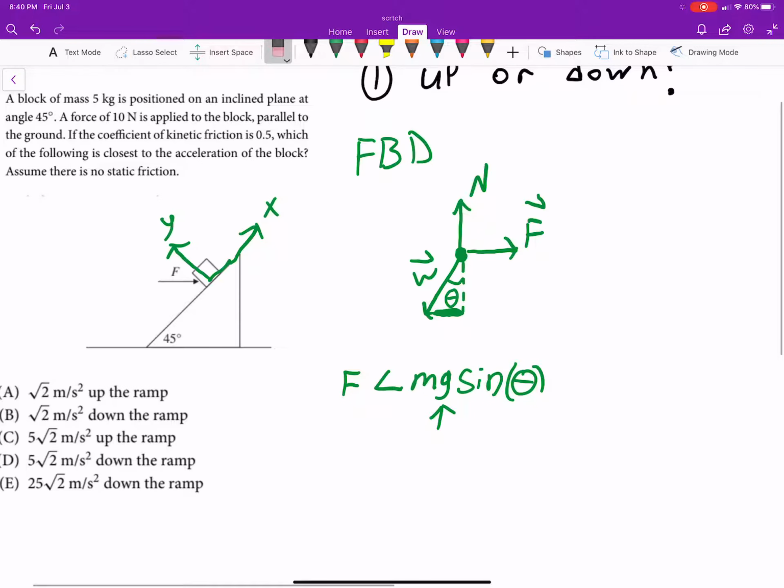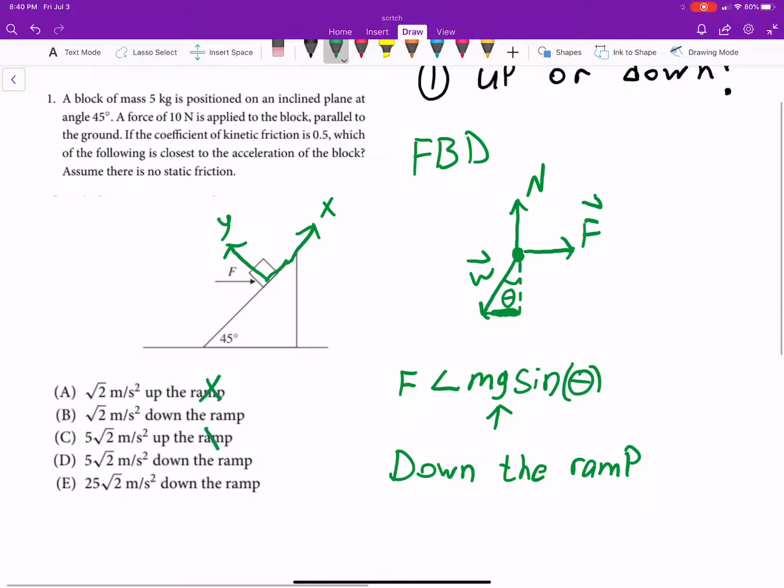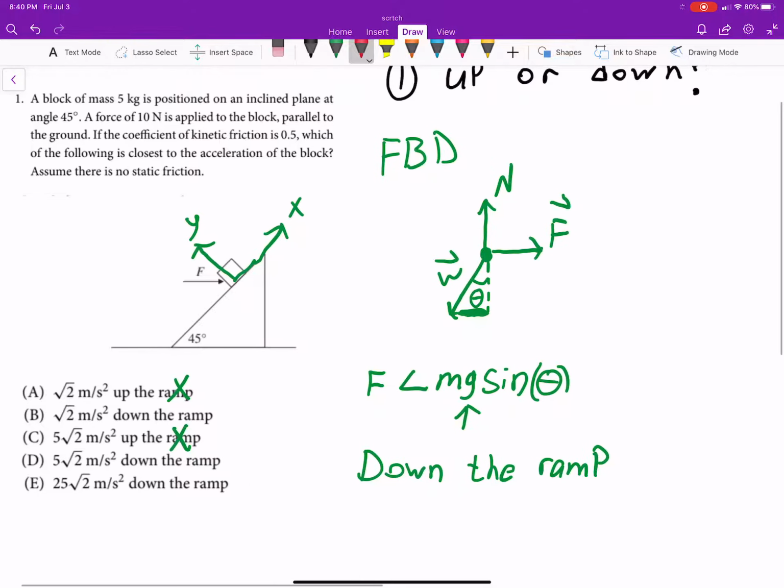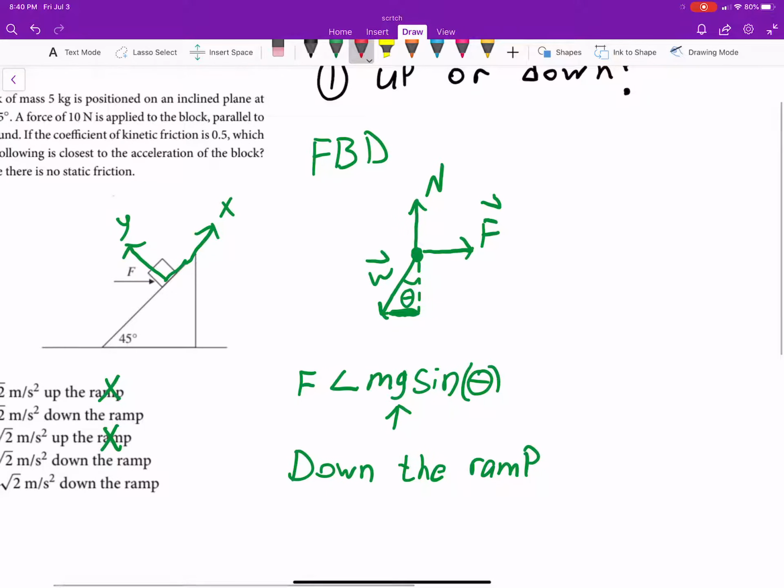So in this case, we see that the block will be moving down the ramp. And the reason is because gravity is going to beat that applied force. So right off the bat, if we look at the options, it's not going to go up the ramp, which is nice. And more importantly, we know that friction is going to oppose motion. So you're going to have a force due to friction right there.